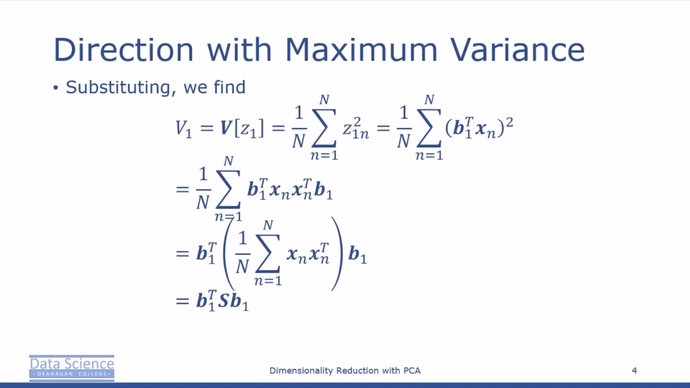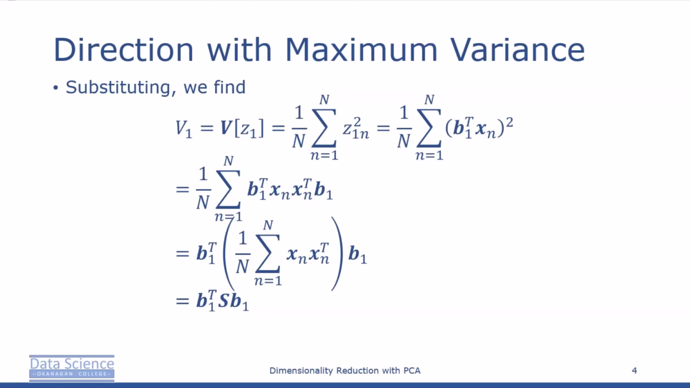Using the fact that the dot product of two vectors is symmetric with respect to its arguments, we get that this is equal to 1 over n times the sum of b1 transpose xn times xn transpose b1. We can then take out the b1 terms and get b1 transpose times 1 over n times the sum of xn xn transpose, times b1, where that bracketed term is equal to S. And so we get b1 transpose times S times b1.